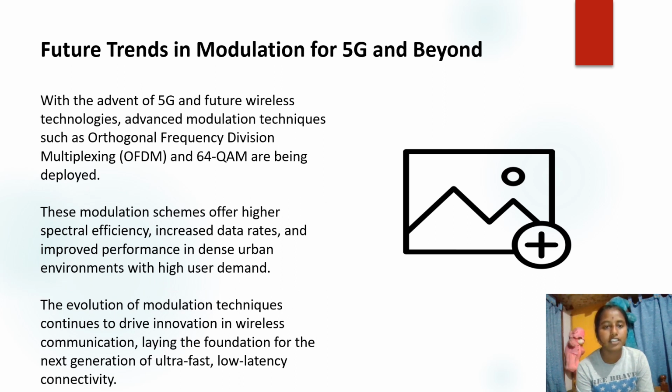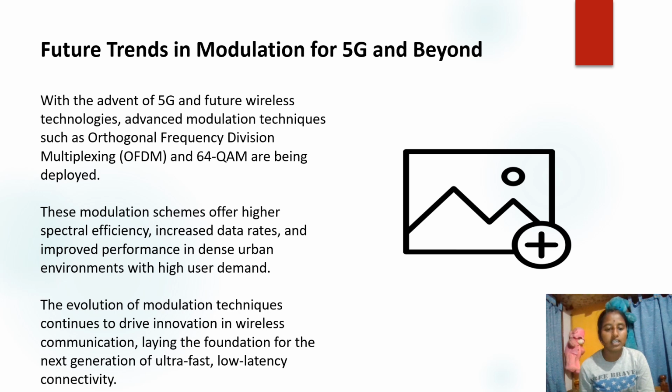In this slide, we can see the future trends in modulation for 5G and beyond. With the advent of 5G and future wireless technologies, advanced modulation techniques such as orthogonal frequency division multiplexing and 64 QAM are being deployed. These modulation schemes offer higher spectral efficiency, increased data rates, and improved performance in dense urban environments with high user demand. The evolution of modulation techniques continues to drive innovations in wireless communication, laying the foundation for the next generation of ultra-fast, low-latency connectivity.